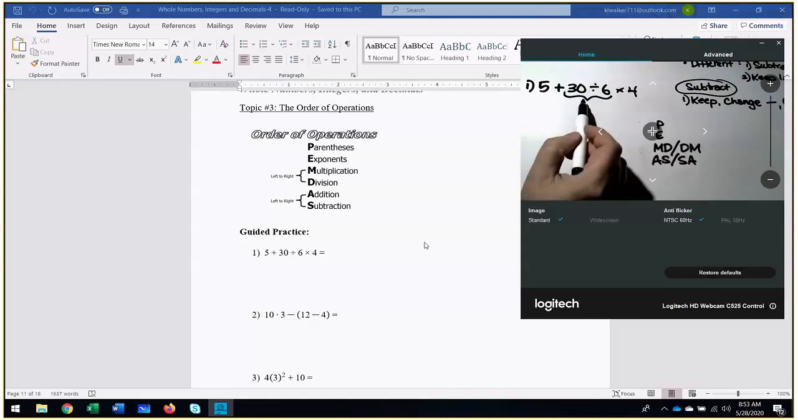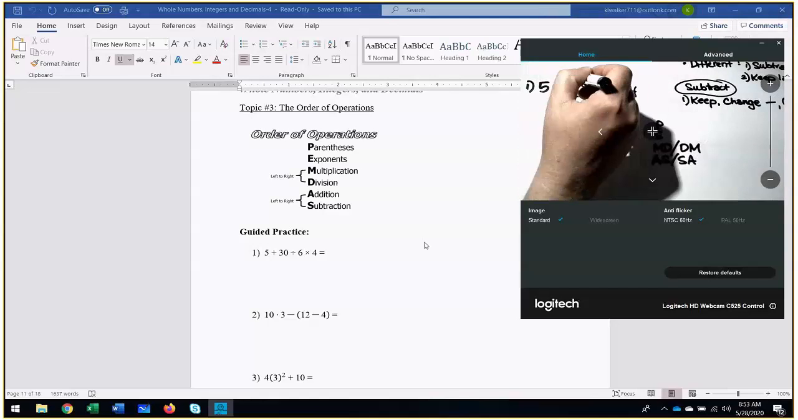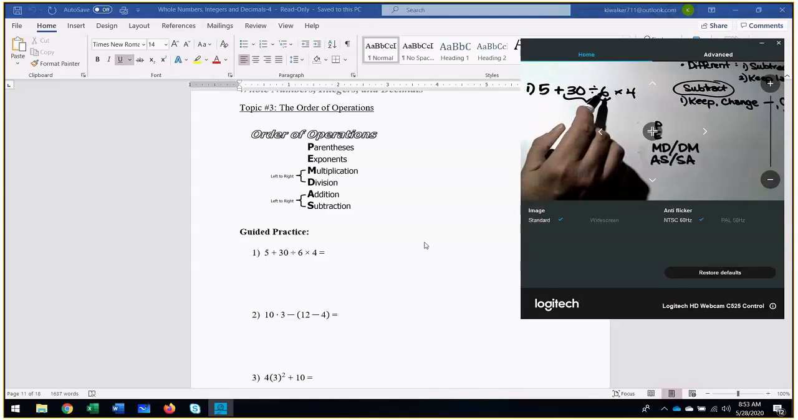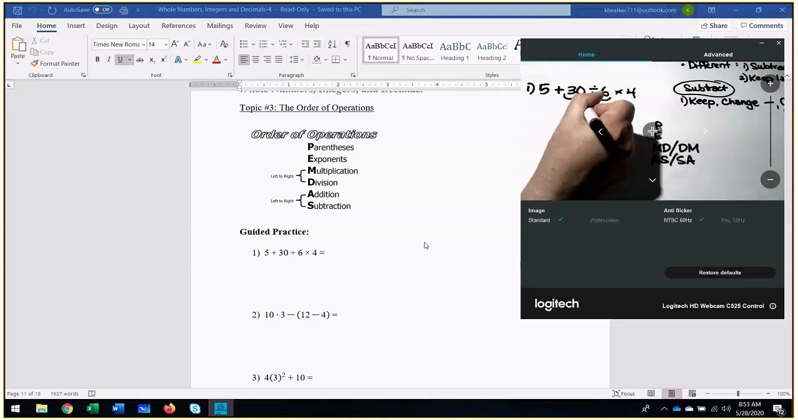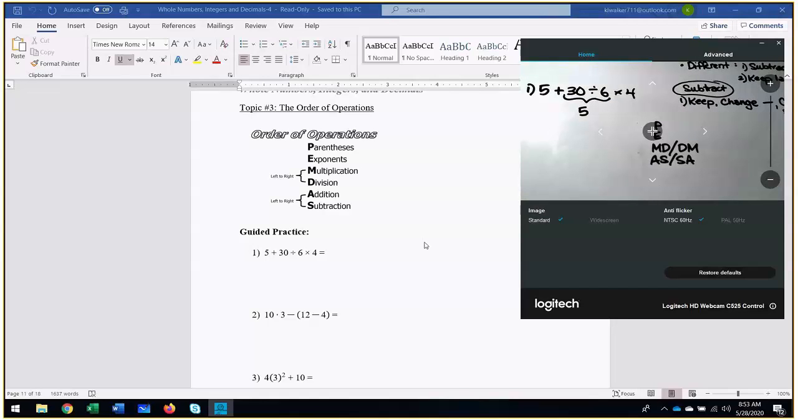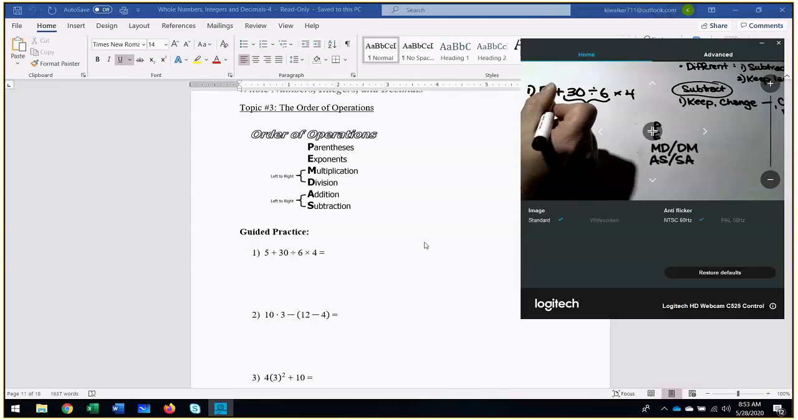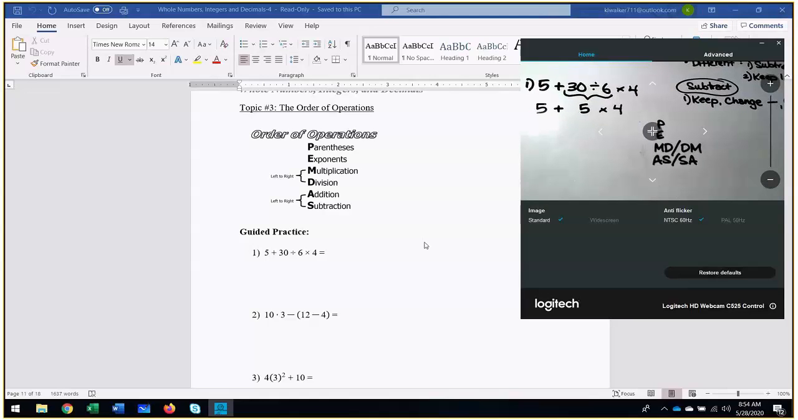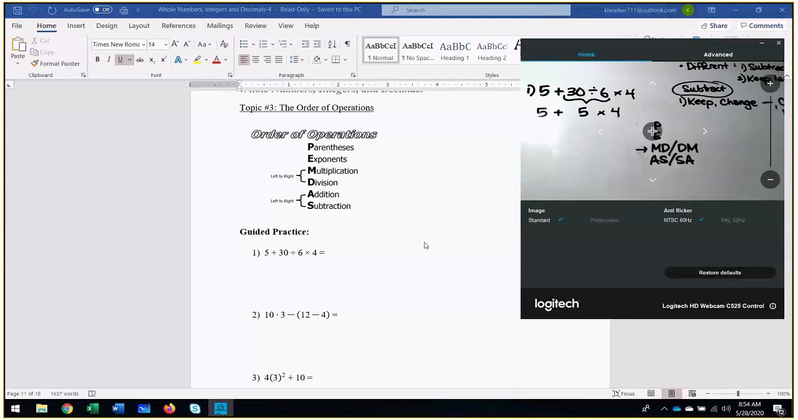When I do these problems, I isolate the piece that I'm working on, and I bring everything else down step by step. I don't write things above and try to skip around, because that's when people tend to get lost in what they're doing. So 30 divided by 6 is 5. And then everything else that I didn't isolate, I'm going to bring down. So the 5, the plus, and the times 4, I'm going to bring that down and then look at it again.